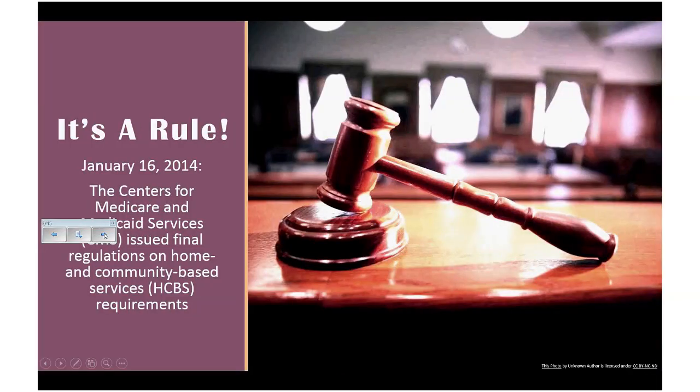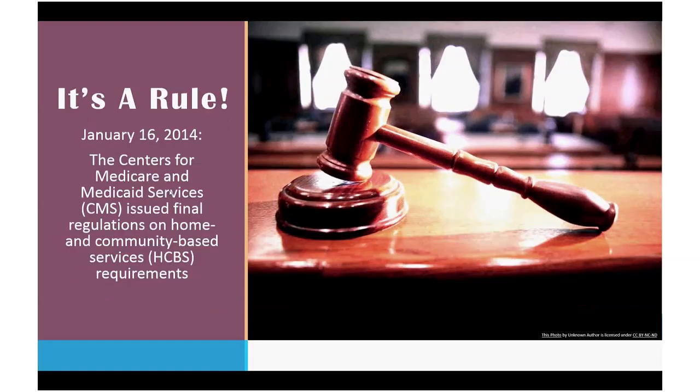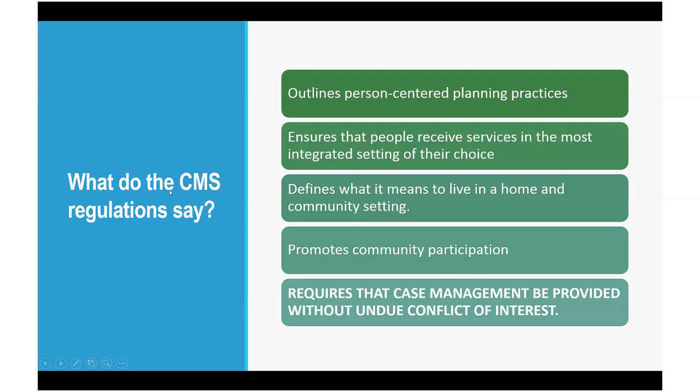So, what is the rule that we're having to follow now? In January of 2014, the Center for Medicare and Medicaid, also known as CMS, they issued some final regulations on the home and community-based services requirements. And what do these CMS regulations say? They cover quite a number of things, but the first is they talk about how services are supposed to be provided in a person-centered manner, and that there's a requirement for person-centered planning in the delivery of services.